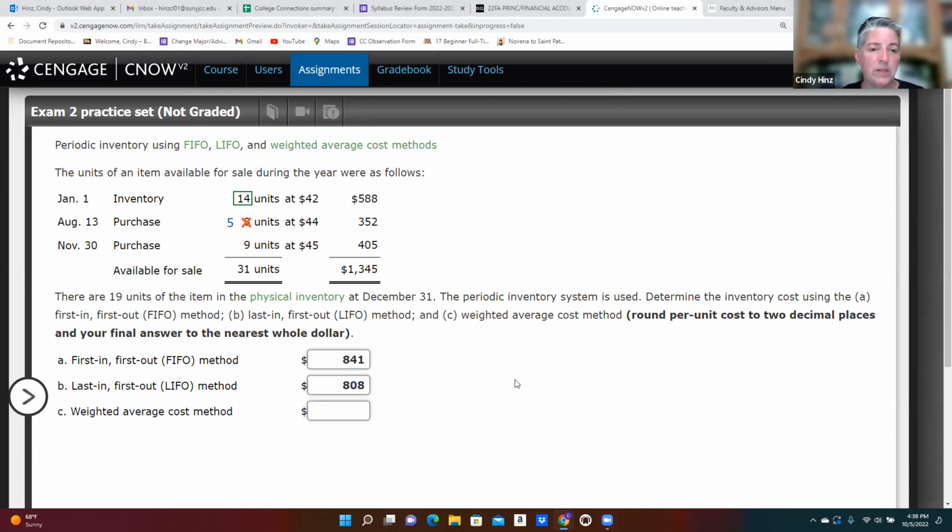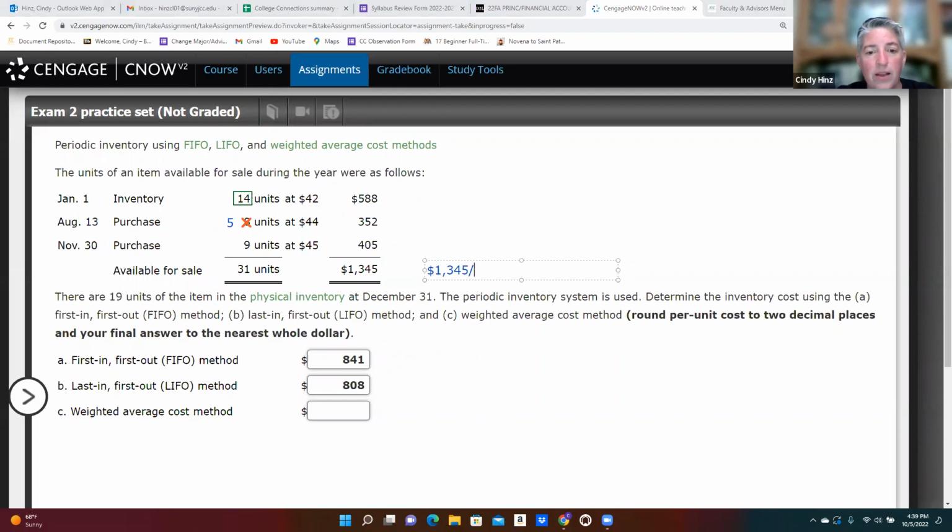We already know from what we discussed in class during chapter 6 that in a period of rising prices, LIFO has the lowest ending inventory, FIFO has the highest. Weighted average is going to be somewhere in the middle. We do still have to calculate that weighted average though, and we already went over this formula.